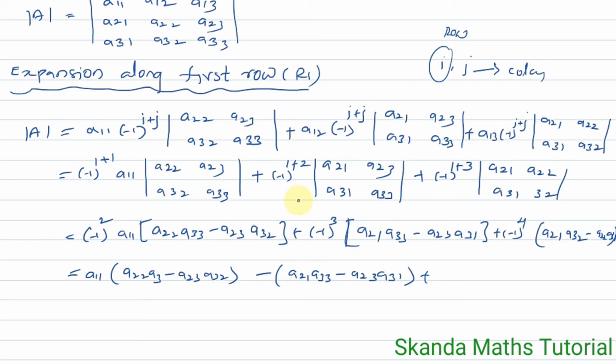Okay, here A12 is left. I am writing here also, A13 is left. So here also A13 into A21, A32 minus A22, A31. So this is the determinant of 3 by 3 matrices.